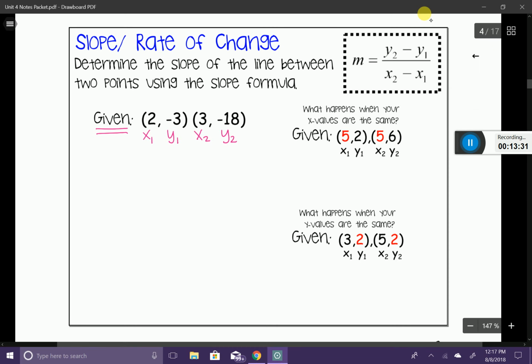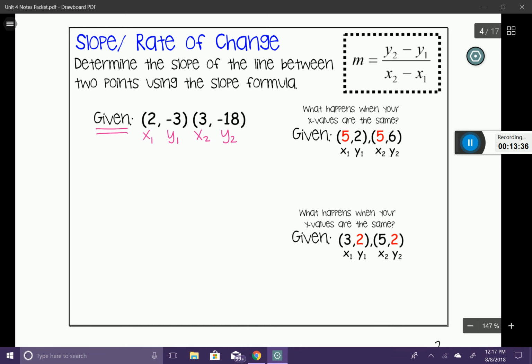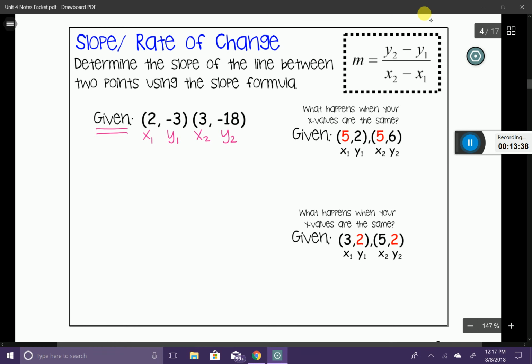Okay, now that we have this set up, I'm going to use my formula to figure out my slope. If you look at that formula, it should look pretty familiar. It should look like the change in y over the change in x, right? Well, it's exactly what it is. So let's go ahead and solve it out. m is equal to, now the change in y, y2 minus y1, is going to be -18 minus -3, divided by my change in x, x2 minus x1. That's going to be 3 minus 2.